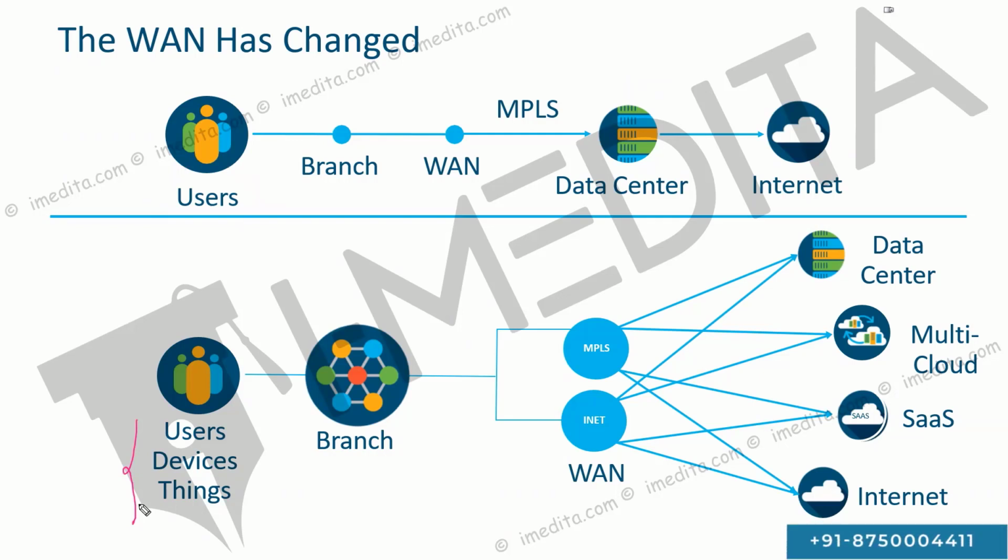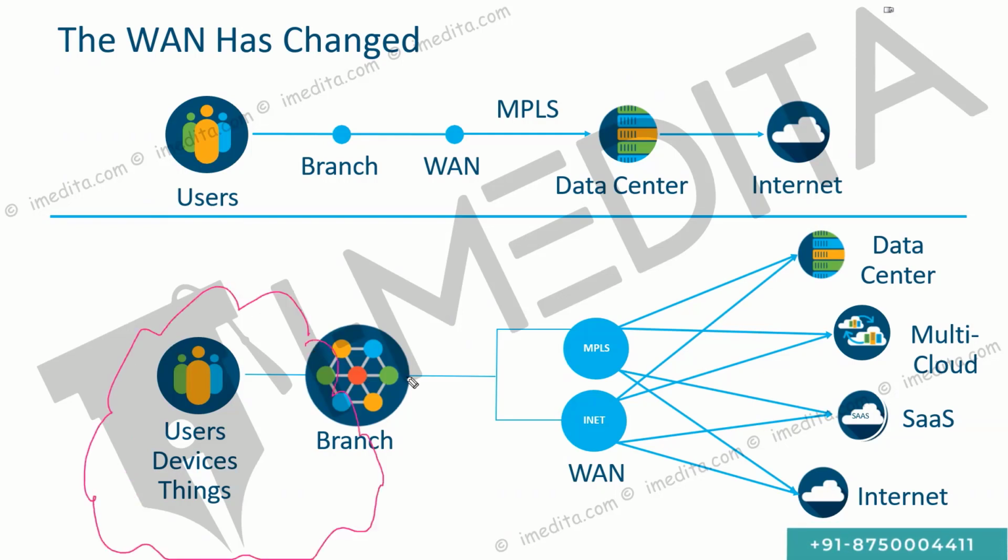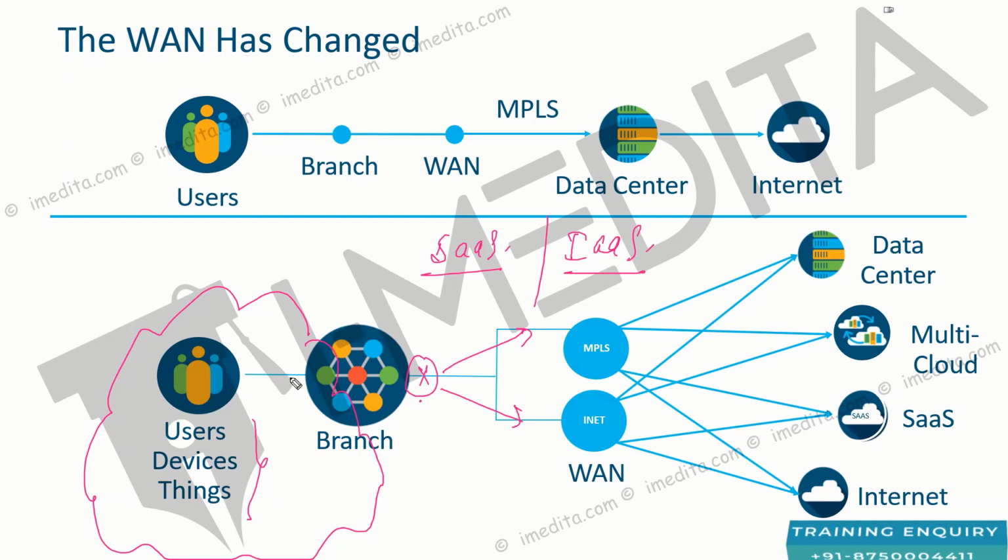Those users could be human, those users could be just simple devices, or those users could be things, Internet of Things specifically. All those devices are connected to the branch, and this branch router that we have connected at the edge, which is connected to the MPLS transport and the internet transport, has to send the traffic of all these different types of users to the internet, to the data center, and to maybe some services or infrastructure hosted on the cloud. We already talked about that in the last class.